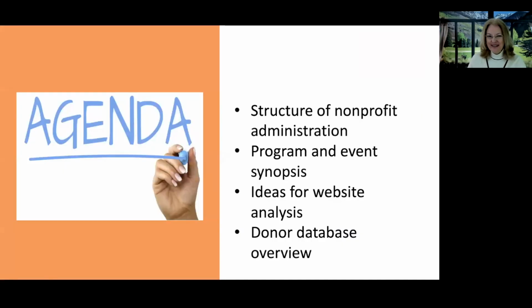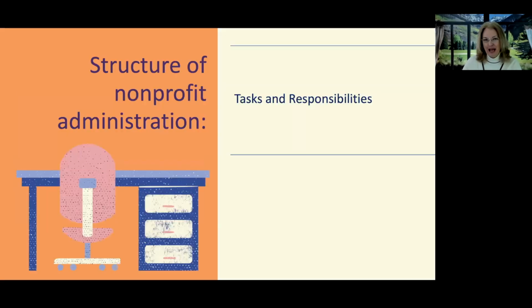All right, so here is our agenda. I've gone over it a little bit so far, but we're going to talk about the structure of your nonprofit administration, and then your programs and events, your ideas for website analysis, and then reviewing what you need to look for in your donor database. So let's start out with the structure of your nonprofit administration.